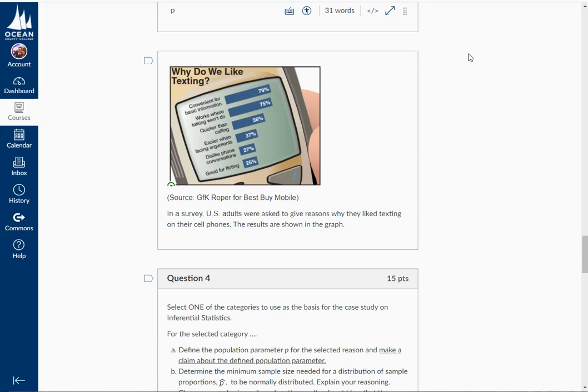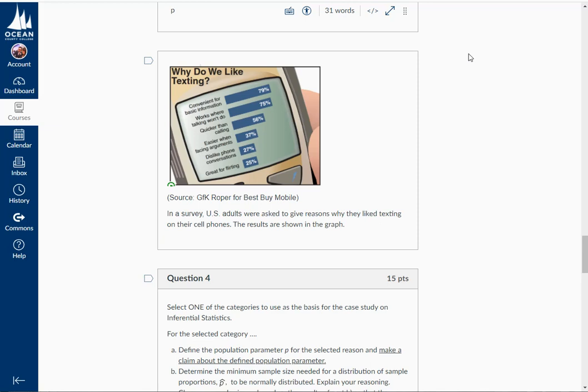So we have this new survey here, and it says, why do you like texting? It's convenient for basic information, works where talking won't do, quicker than calling, easier when facing arguments, dislike phone conversations, and great for flirting. In a survey, U.S. adults were asked to give reasons why they like texting. You can see it right there. So we're going to do a hypothesis test on this.